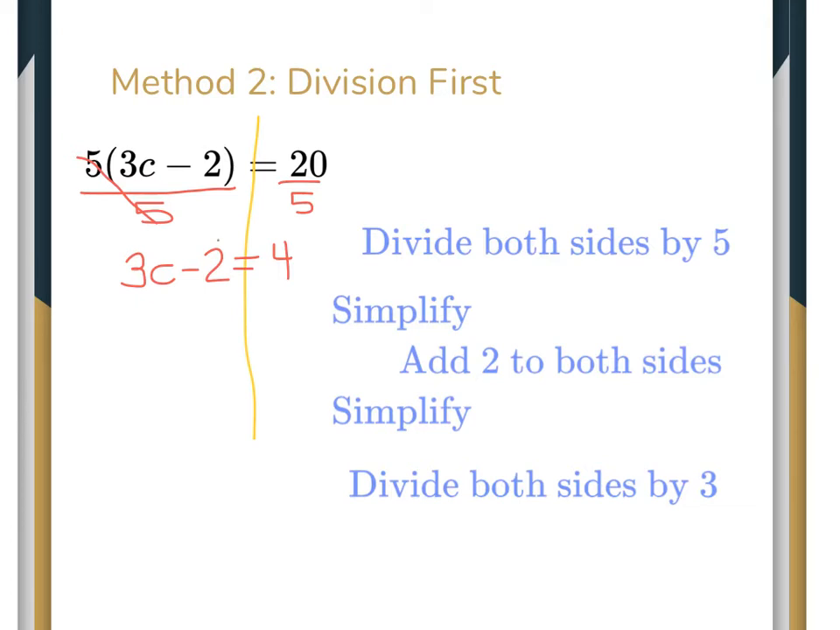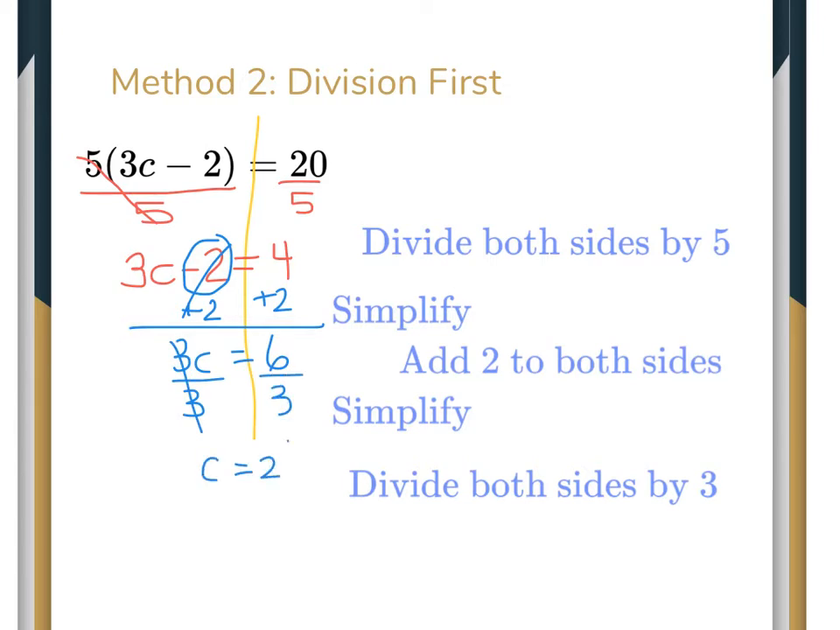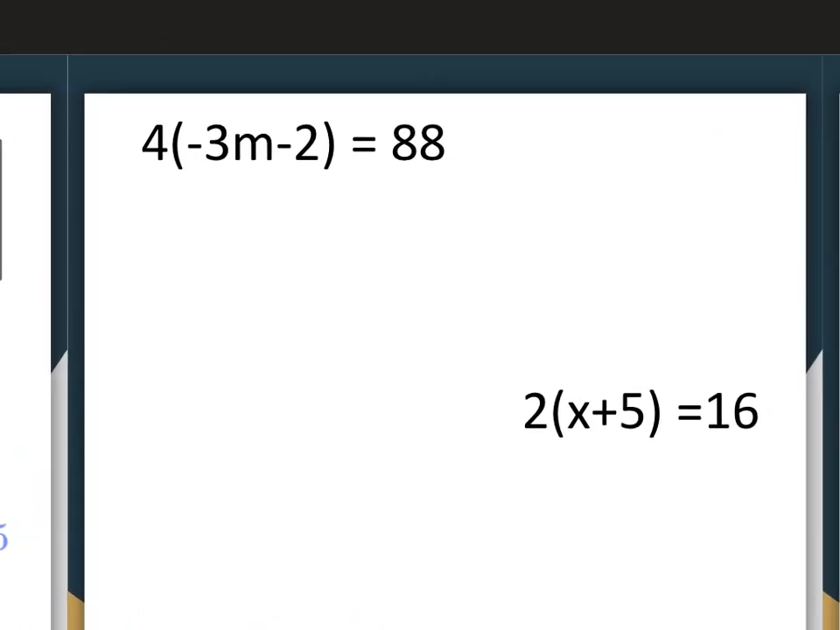All right, so let's cancel out the term not directly with the variable. So opposite would be to add 2. 3c is equal to 6. And of course, our last step to cancel out that multiplying of 3 would be to divide by 3, and c equals 2. All right, so that's your other option. So I did add in a couple more examples.